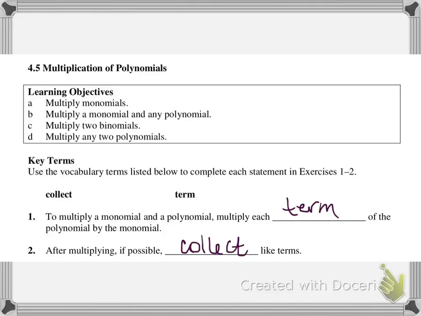Now we're going to look at multiplying polynomials, and I'm going to show you several different methods for doing that. But first, to multiply a monomial and a polynomial, multiply each term of the polynomial by the monomial. In other words, you're going to distribute. After multiplying, if possible, collect like terms.